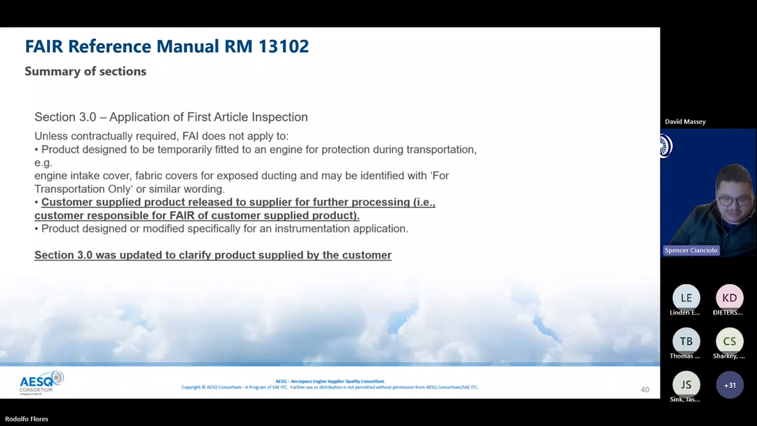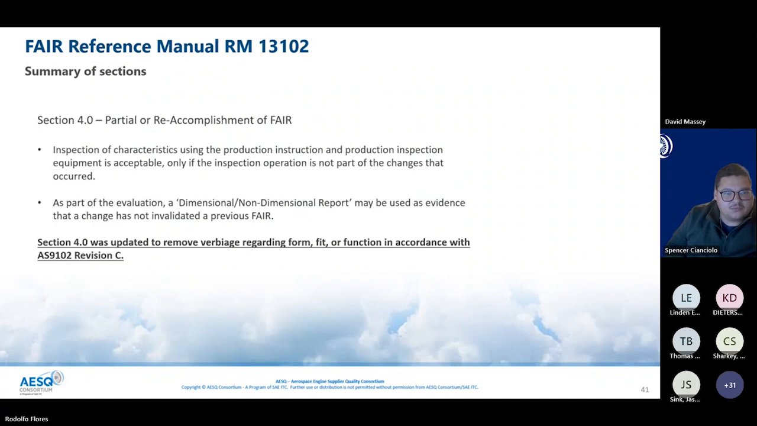So section 3, this section was updated to provide some clarity to customer supplied material. The example being that a customer supplies the product, they are responsible for the FAI. So that was really the biggest change here. Wanted to just give you guys an example of what to consider for this. Next slide, please. Section 4, we really just removed the verbiage for form, fit, and function to match AS9102 Rev C. Next slide, please.